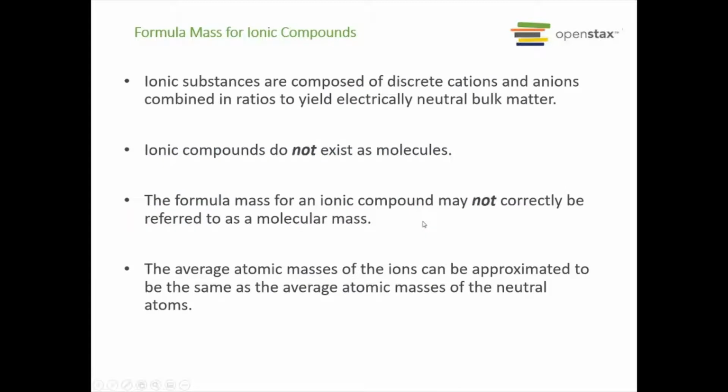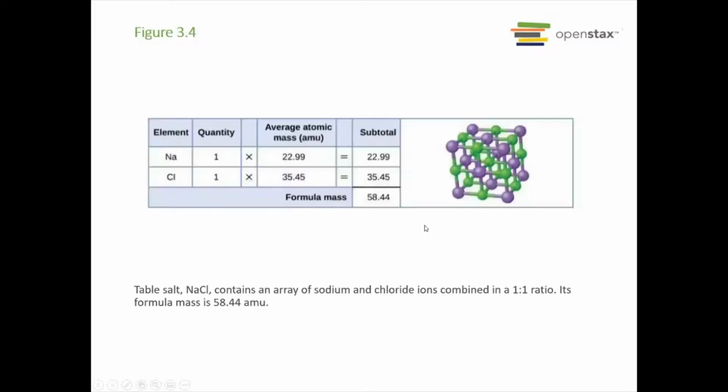Now, let's talk about it for ionic compounds. Ionic substances have discrete cations and anions that are combined in a ratio. So they're electrically neutral, if you remember from last chapter, but they do not exist as molecules. So the formula mass of an ionic compound is not its molecular mass. We call it the formula mass. So it's the mass of the actual formula.